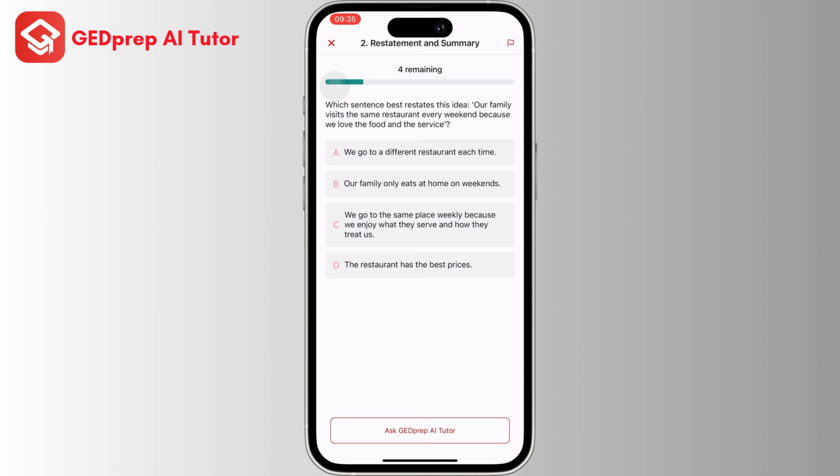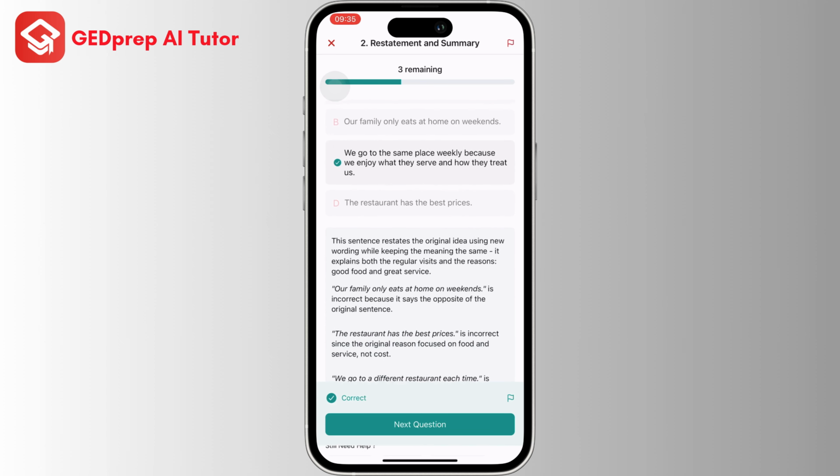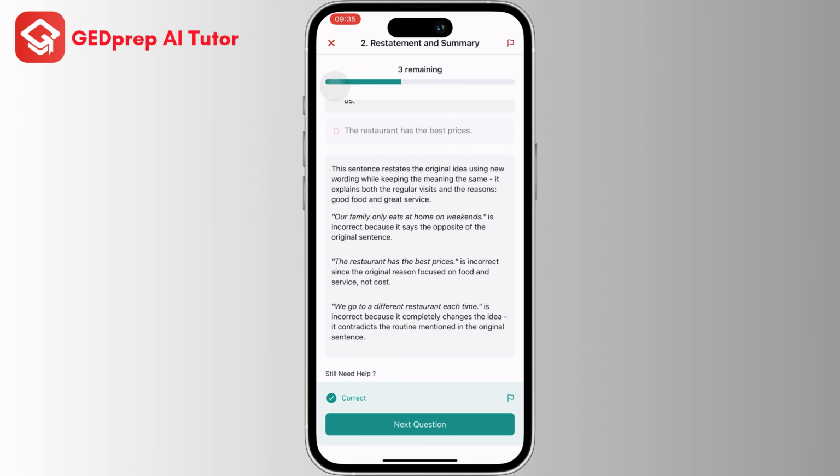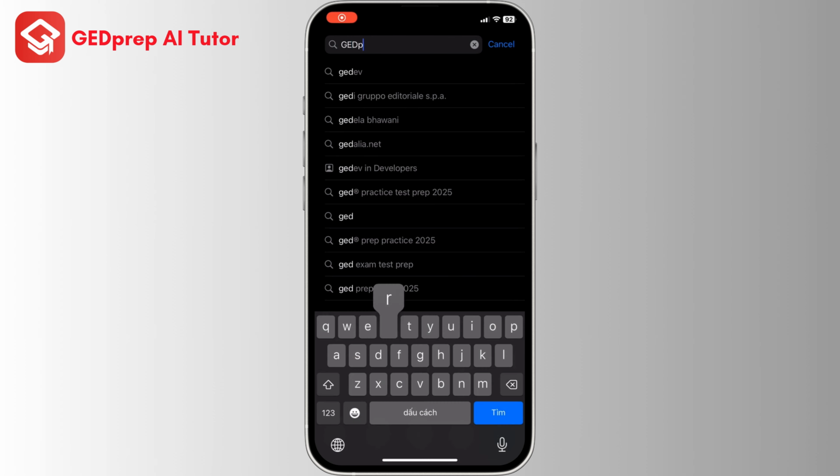The correct answer is, we go to the same place weekly because we enjoy what they serve and how they treat us. Explanation. The original sentence says two things. The family goes to the same restaurant every weekend, and the reason is they love the food and service. Option C repeats both ideas in new words, so it's the best match. The other options change the meaning. B says they eat at home. D talks about price, not mentioned. And A says they go to different restaurants.